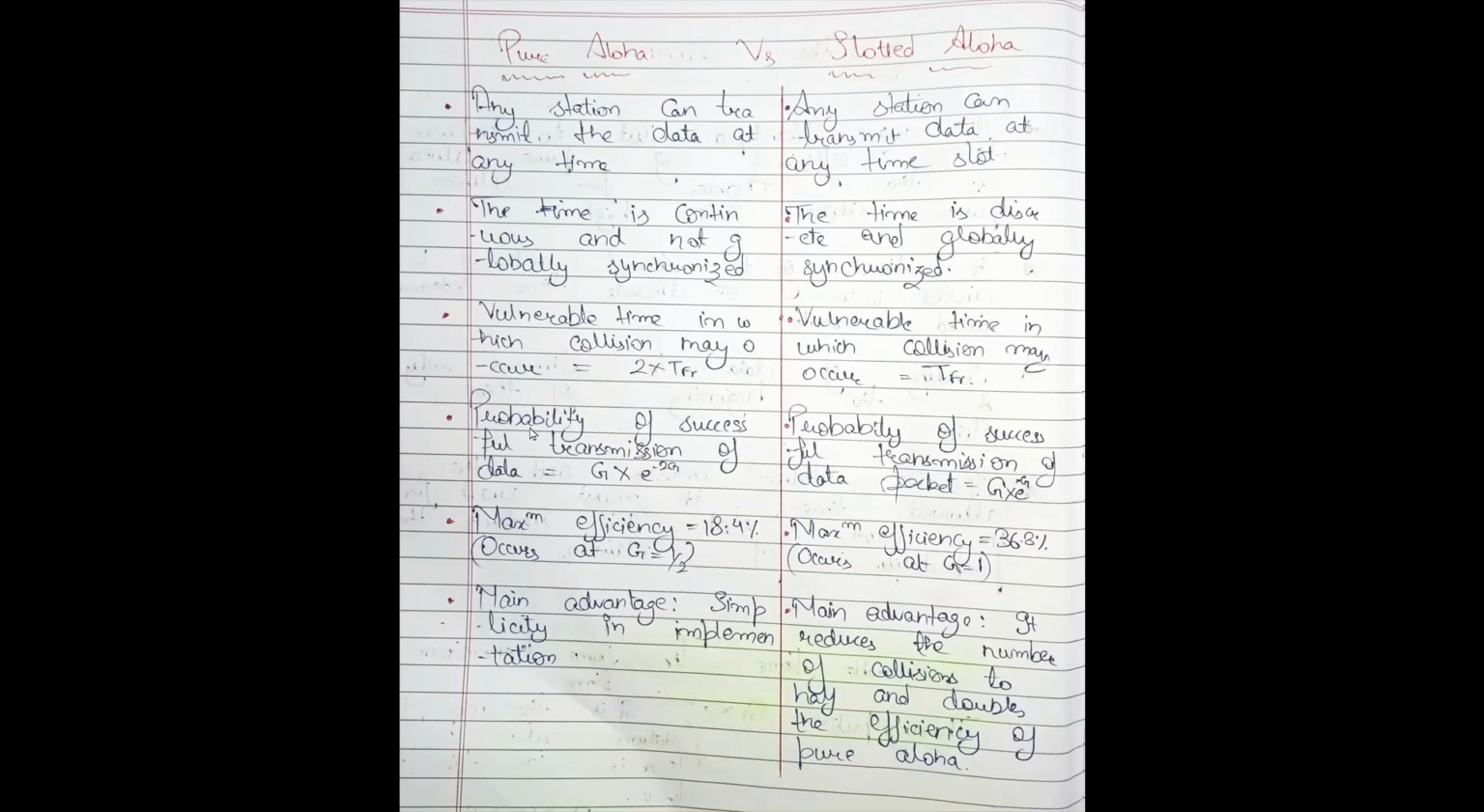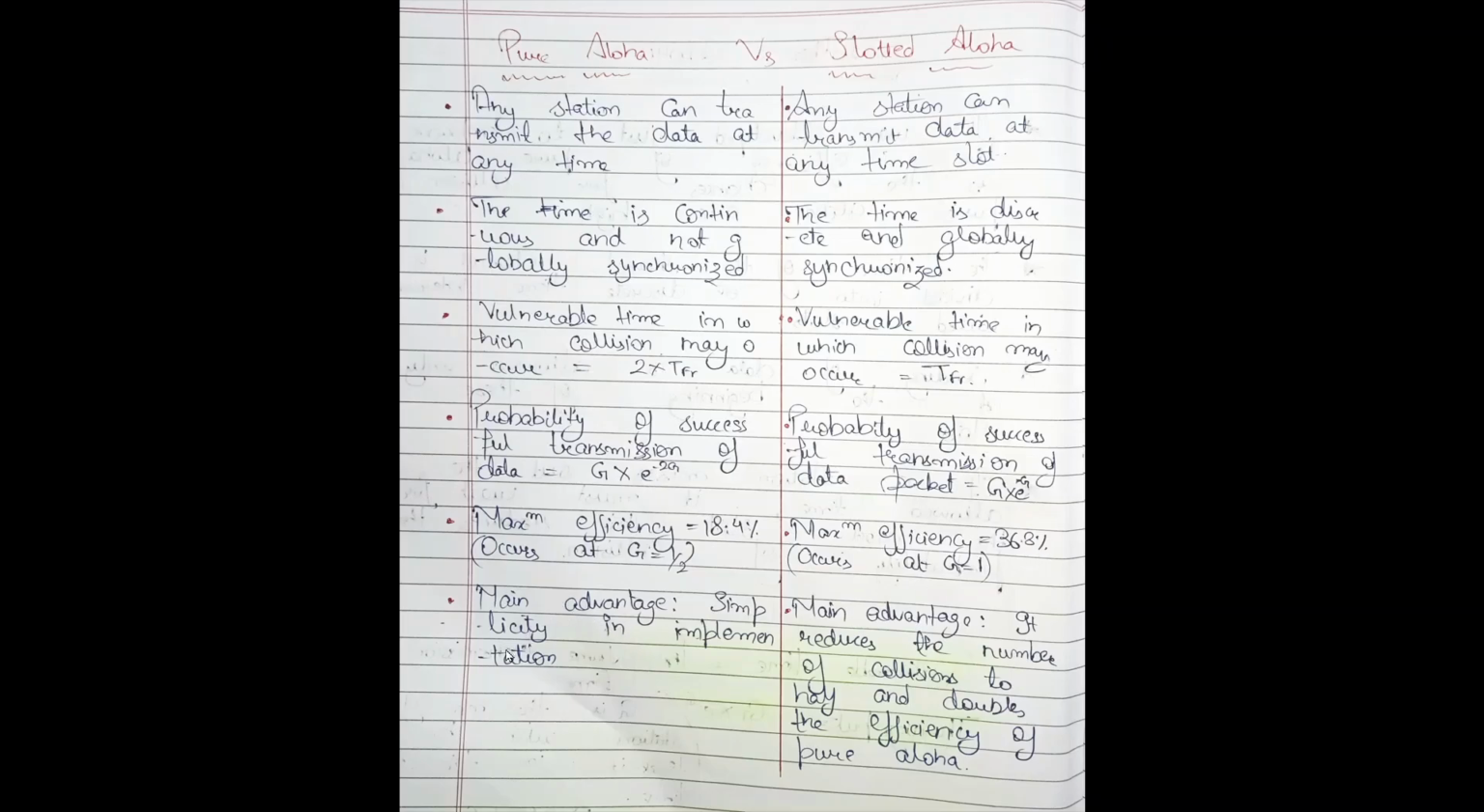Probability of successful transmission of data packet is this. Maximum efficiency is 18.4% here. Here it is just double, 36.8%.